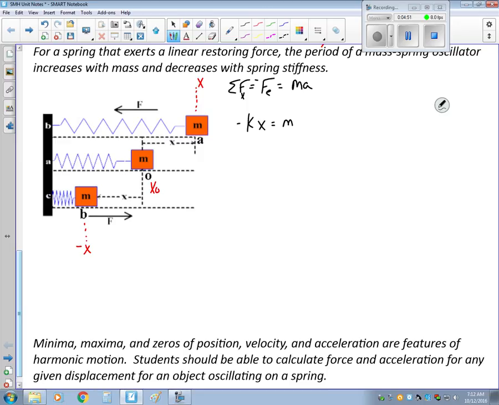Now remember, acceleration is the second derivative of position. So I can go ahead and replace acceleration with that second derivative of position. Then, looking at this, I can rearrange this formula to look like this.